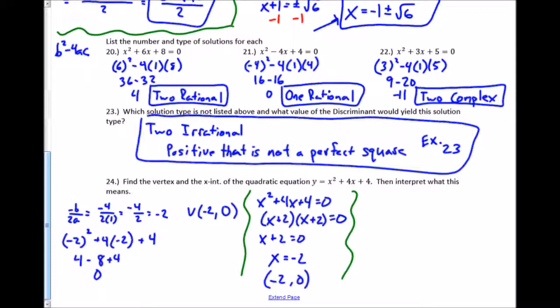So when it asks us to interpret this, it just wants us to realize that this is a parabola where the vertex and x-intercepts are the same, which means it's a parabola that looks like this. Okay. It's a parabola that has multiplicity of that one solution. So instead of passing through the x-axis, it only touches the x-axis. Okay? So understanding that that value can be shared here, which means we have a parabola that looks like this. Okay?